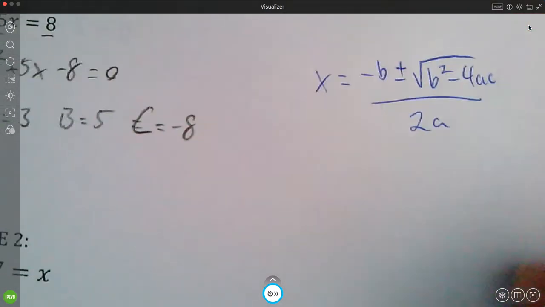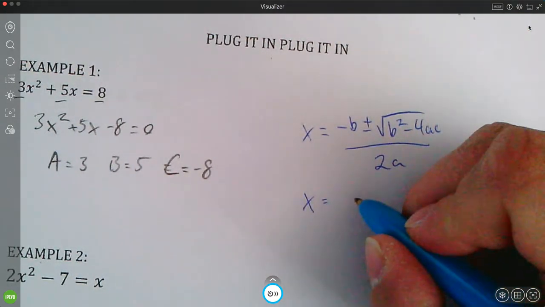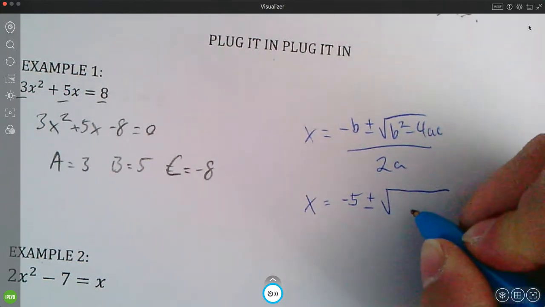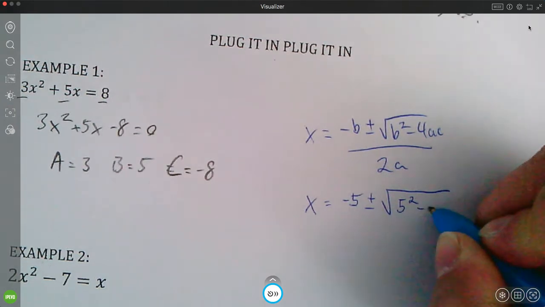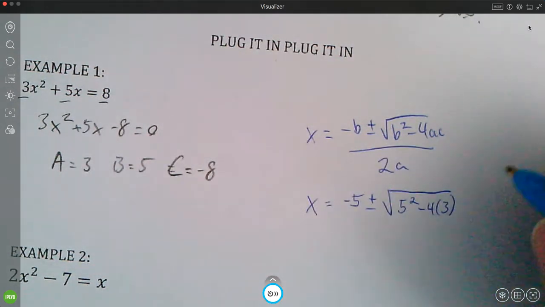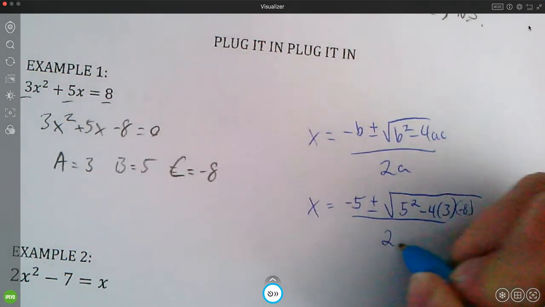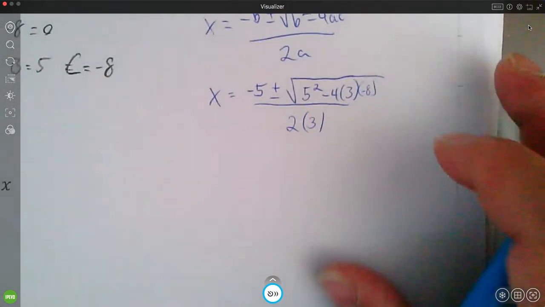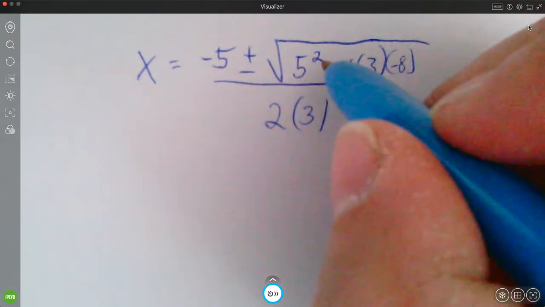So when we plug these numbers in for a, b, and c, I get x equals negative b would be negative 5 plus or minus the square root of 5 squared minus 4 times a is 3 times c is negative 8 all over 2 times 3. Sweet. So now when we start cleaning that up, let's just zoom in here. When we start cleaning that up, let's work with the discriminant first.